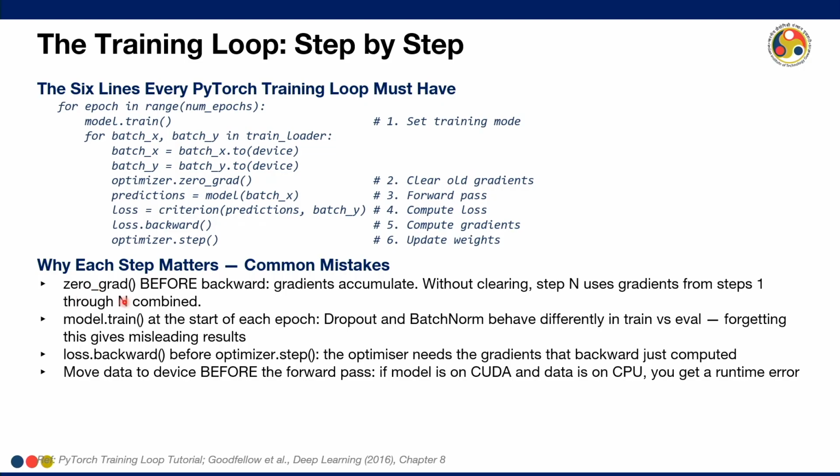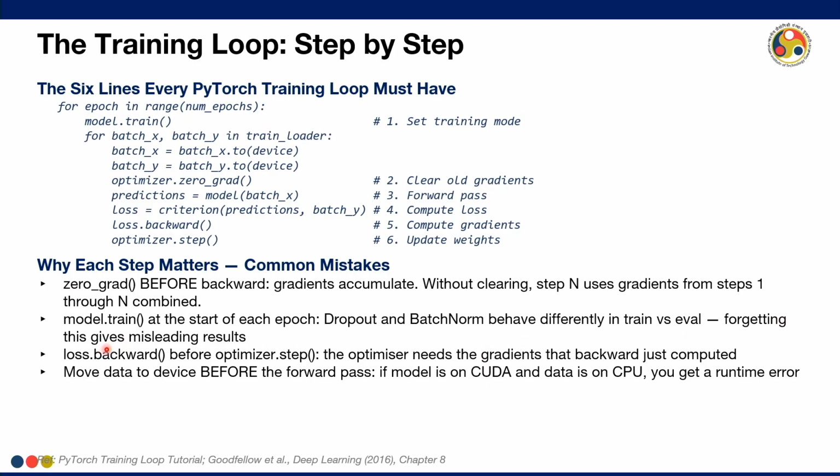Each step matters because zero grad is used before the backward pass; without clearing, we will not be able to update the gradients correctly. Model.train at the start of each epoch differentiates the behavior of dropout and batch normalization, because if we use evaluation we will not use dropout and batch normalization. Here we define training mode in the beginning itself, so that if there are dropout or batch normalization layers, they do not mislead the result.